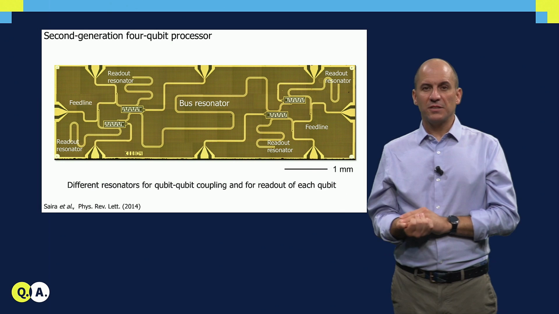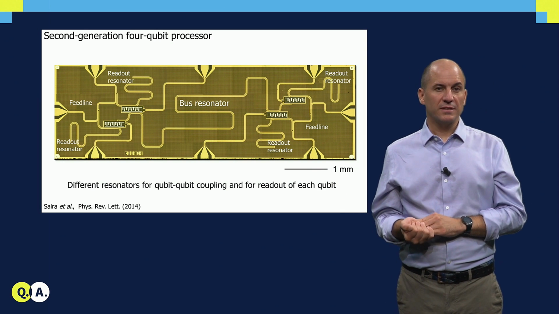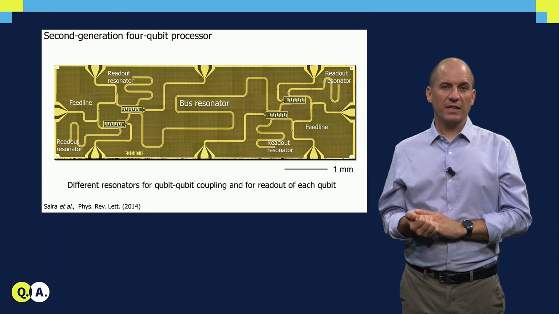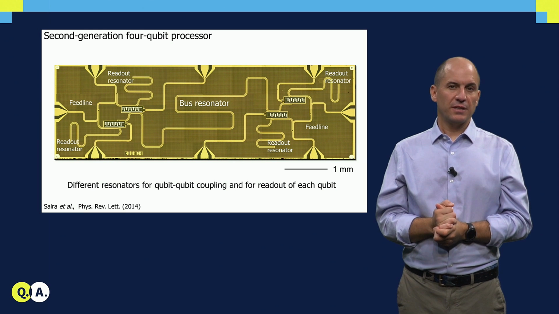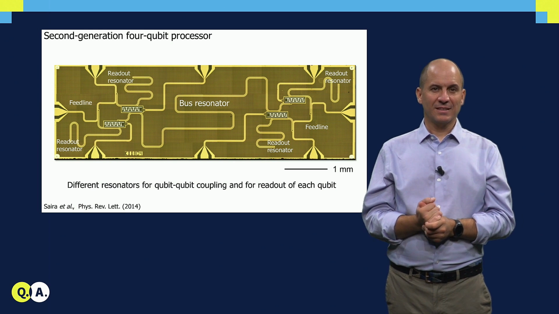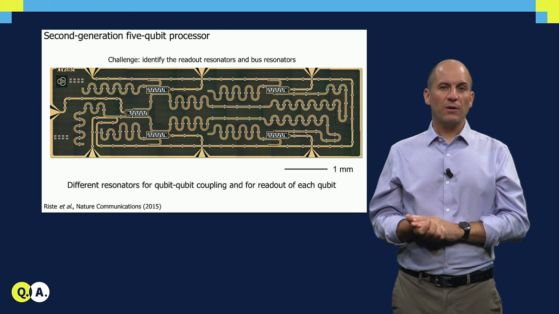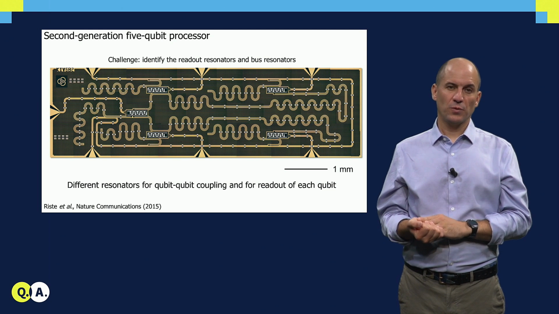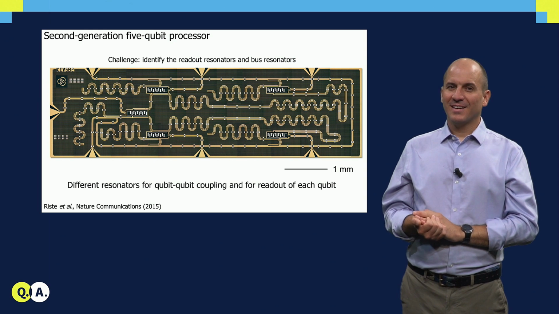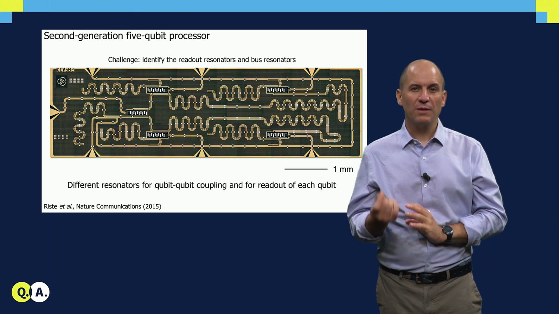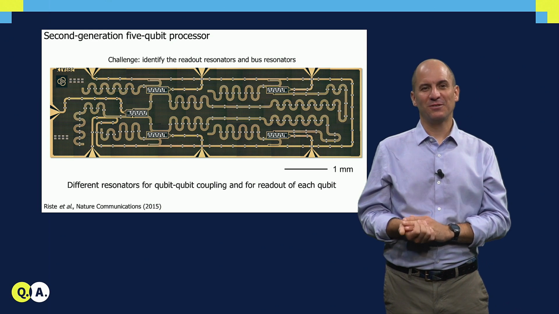Here, we see the same concept in a 4-qubit version. The planar constraints required us to have 2 feed lines. Hopefully, you can easily recognize the bus resonator, common to all 4 qubits, and the dedicated readout resonators, one for each qubit. So as a simple exercise, I challenge you to identify the bus resonators and the readout resonators in this 5-qubit processor from 2015. How many of each are there? In this more complex processor, we could get away with one feed line for all readout resonators. You will see the trick, or the astuce, in the next video.